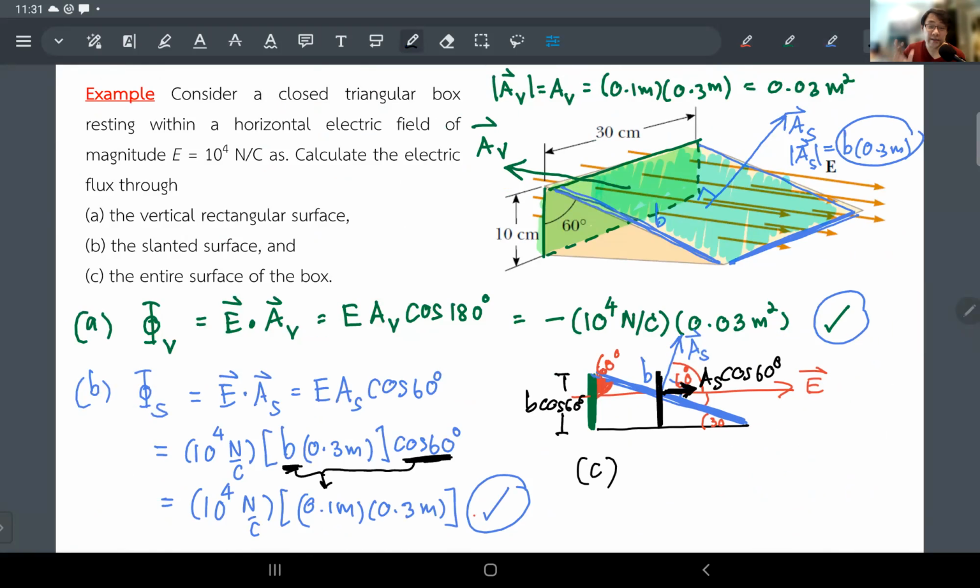Because there's no flux through the front, nothing. Flux through the back, nothing. What about the bottom? Nothing. You guys with me? There's no penetration of these electric field lines through the front, the back, and the bottom. So the net flux through this whole box is only going to be the flux through the vertical surface and the flux through the slanted surface. There's nothing else. But because these two are exactly the same, once again, the net flux is 0.